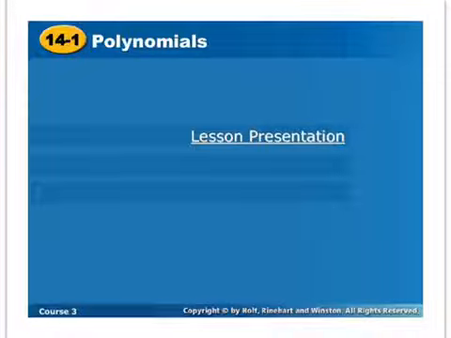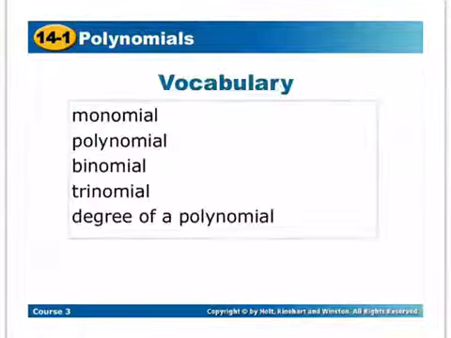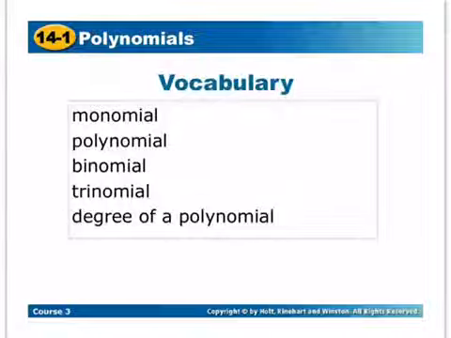Okay, class. Today we're going to talk about polynomials, and this will be our introductory lesson. So let's begin. Today we're going to learn to classify polynomials by degree and by number of terms. The vocabulary in this lesson is monomials, polynomial, binomial, trinomial, and degree of a polynomial.